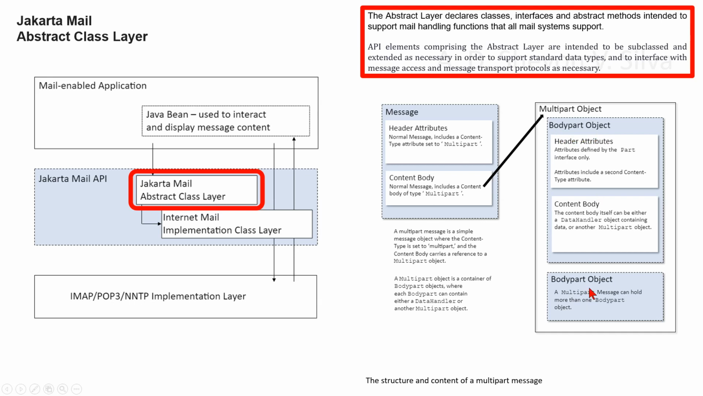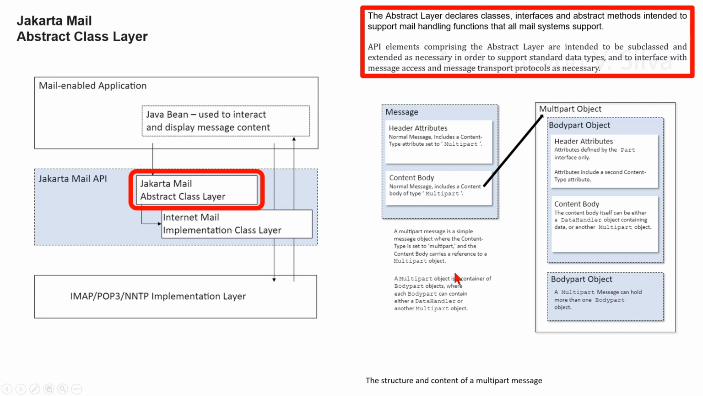A body part object and other body part objects are inside the multi-part object. Here the header attributes and content body are inside the body part object. Header attributes are defined by the Part interface only. Attributes include a second content type attribute. The content body itself can be either a DataHandler object containing data or another multi-part object. This is another body part object. The multi-part message can hold more than one body part object.